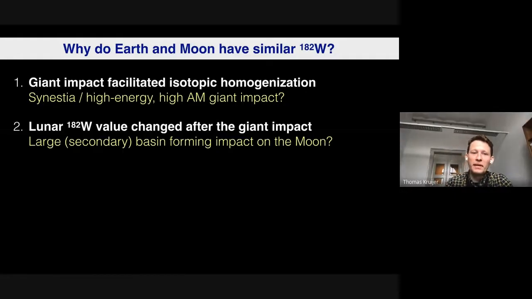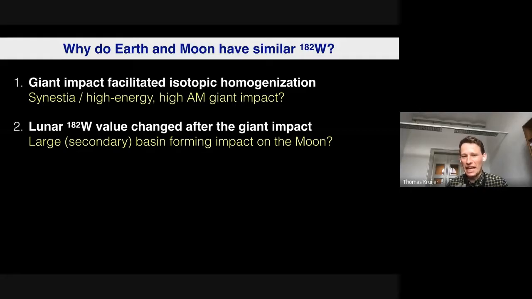The second possibility is that the value we measure for the Moon, the isotopic compositions we measure in Apollo rocks, are not representative for the Moon at the time of the giant impact. This could be the case, for instance, if a large impact, for example, on the near side of the Moon, modified the isotopic signatures of lunar rocks. A caveat with this is that you would basically also change any other system, any other isotope systems in other rocks that are measured.